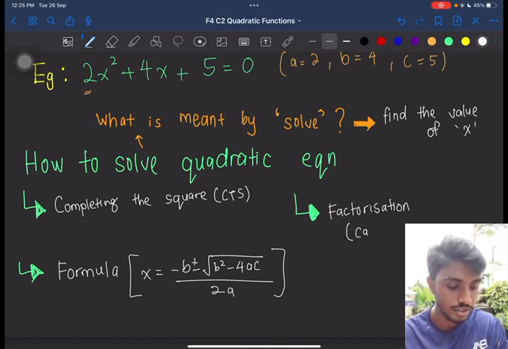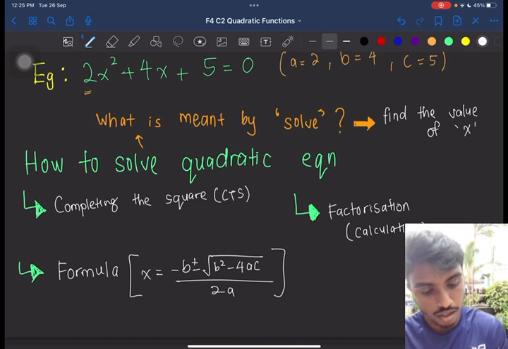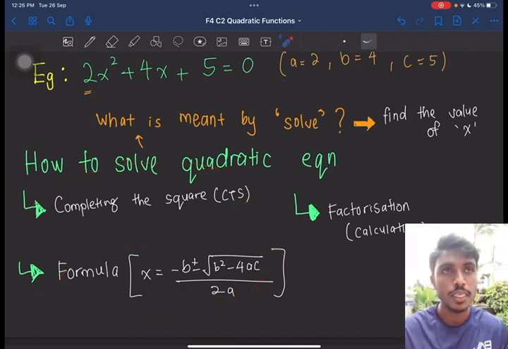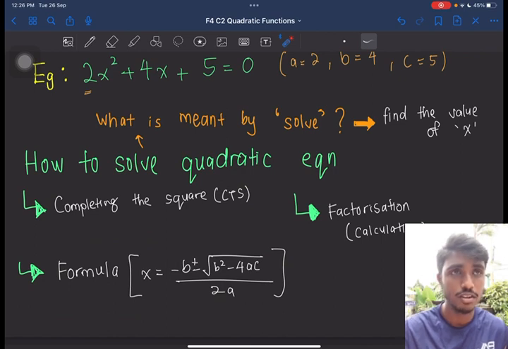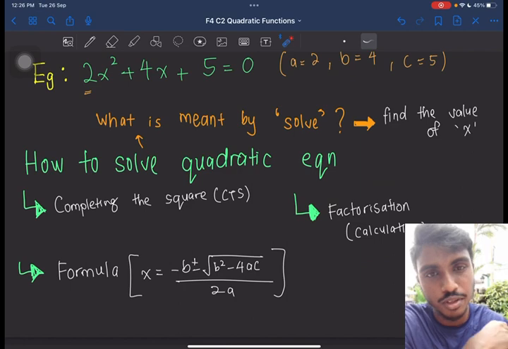We will use a calculator. But for this chapter, if they ask you to solve, they will more preferably ask you to use completing the square or the formula, because that's the longer part and they will give you marks based on the working. Factorization is for other questions like that.